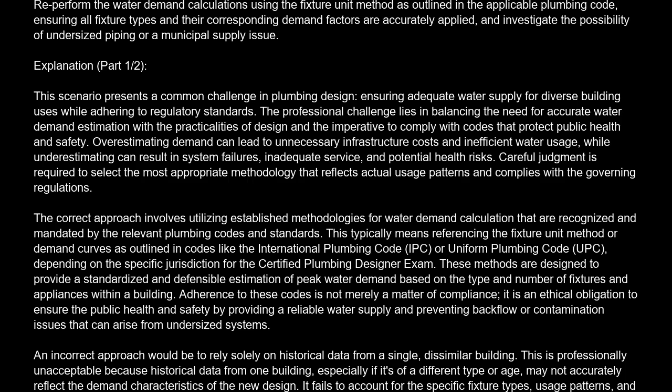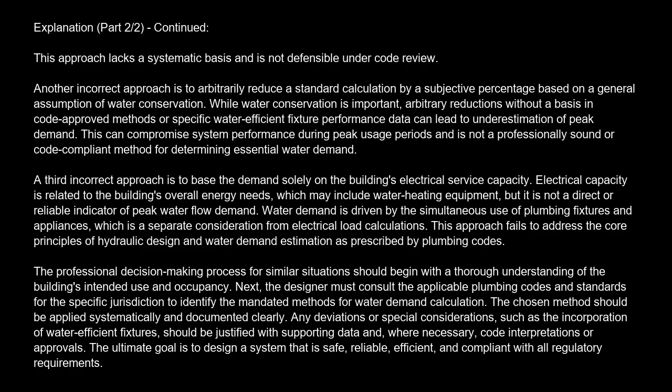An incorrect approach would be to rely solely on historical data from a single, dissimilar building. This is professionally unacceptable because historical data from one building, especially if it's of a different type or age, may not accurately reflect the demand characteristics of the new design. It fails to account for the specific fixture types, usage patterns, and occupancy levels dictated by the new building's intended use, and it bypasses the standardized, code-approved calculation methods. This approach lacks a systematic basis and is not defensible under code review.